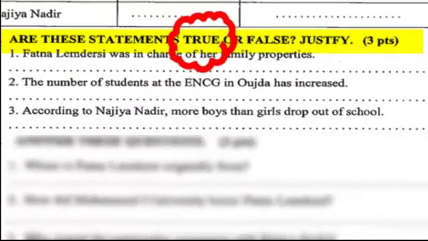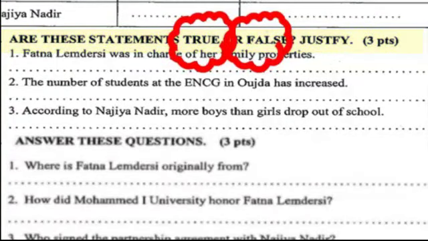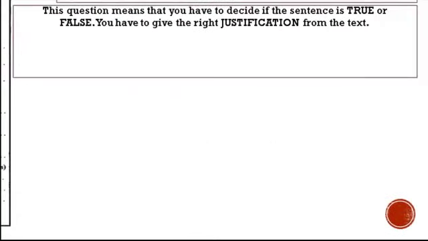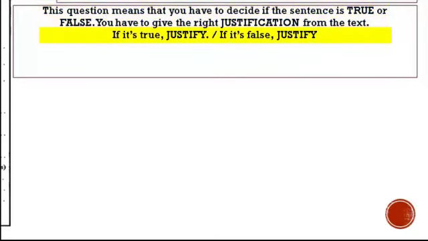Question B is about true or false, and it's not enough just to write true or false. You have to justify. You have to decide if the sentence is true or false, and give the right justification from the text. As I told you, all the answers must be taken from the text. If it's true, you have to justify, and if it's false, you have to justify.